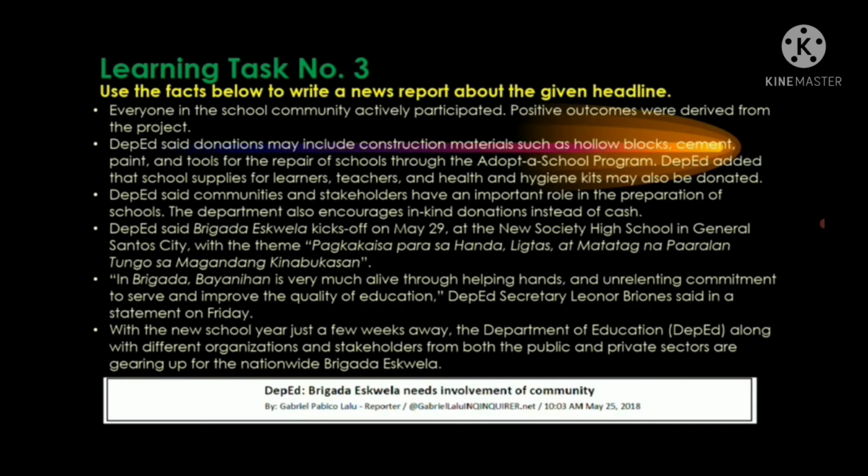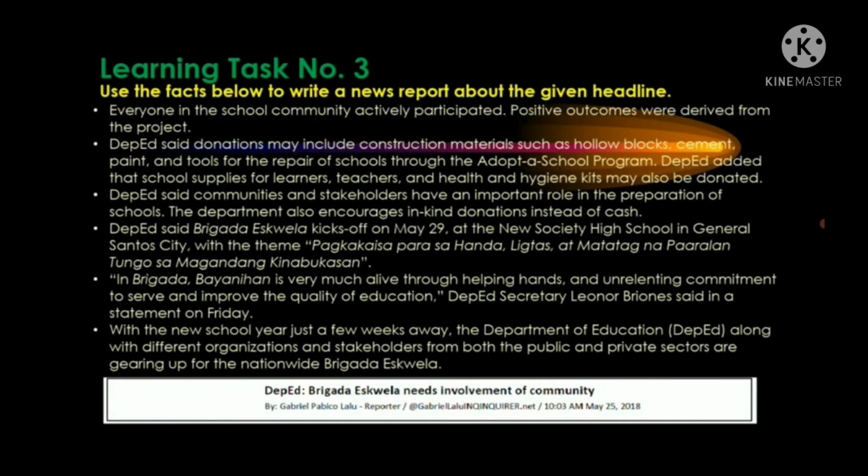DepEd said Brigada Eskwela kicks off on May 29 at the New Society High School in General Santos City with the theme Pagkakaisa para sa handa, ligtas at matatag na paaralan tungo sa magandang kinabukasan. Brigada Bayanihan is very much alive through helping hands and unrelenting commitment to serve and improve the quality of education, DepEd Secretary Leonor Briones said in a statement on Friday.